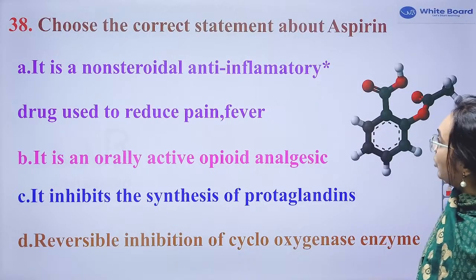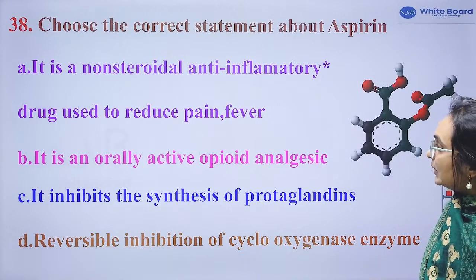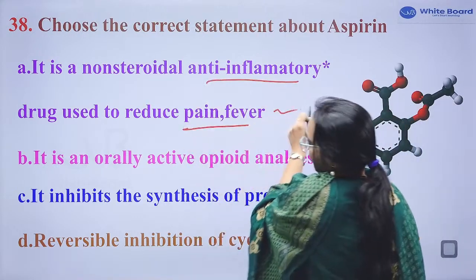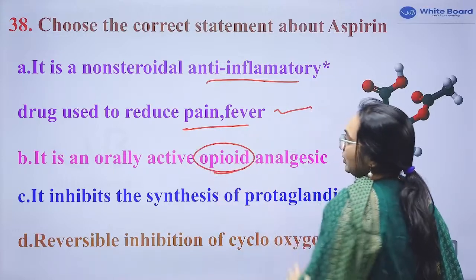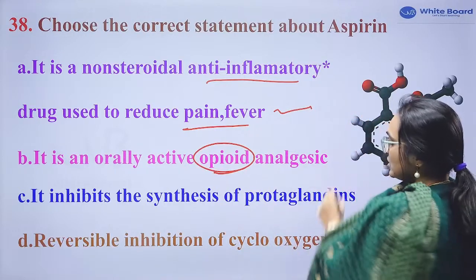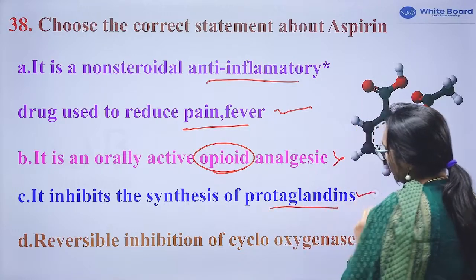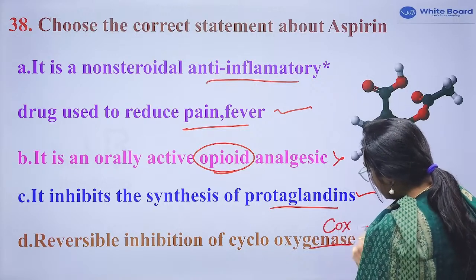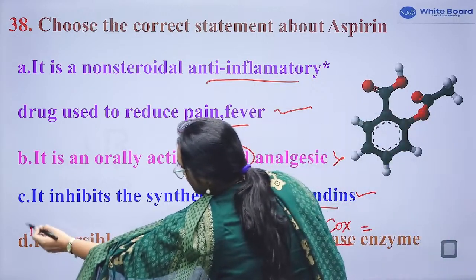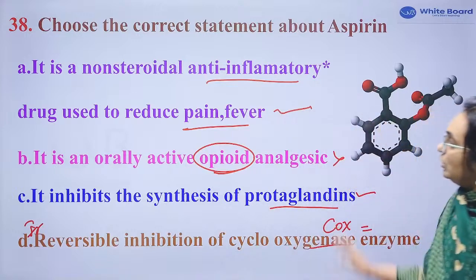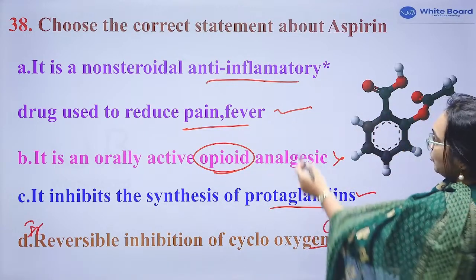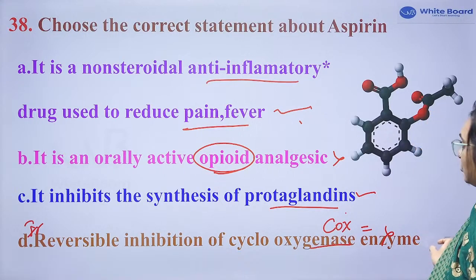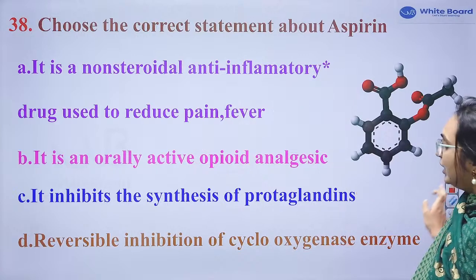Next question. Choose the correct statement about aspirin. Aspirin is a non-steroidal anti-inflammatory drug used to reduce pain and fever. It is not opioid. Okay, it's not an opioid analgesic. So, this statement is wrong. It inhibits the synthesis of prostaglandins. Yes, but it is an irreversible inhibition of COX enzyme, cyclooxygenase enzyme, not a reversible one. So this statement is also wrong. The correct statements are A and C. It is a non-steroidal anti-inflammatory drug used for the reduction of pain and fever, and it also inhibits the synthesis of prostaglandins.